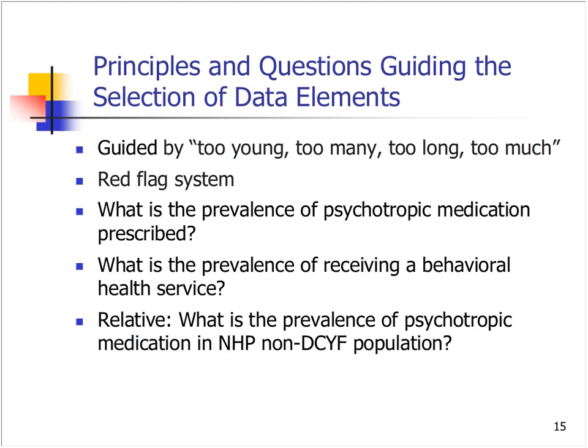So looking deeper into some of the principles and questions guiding the selection of data elements, again, we were influenced by the too young, too many, too long, and too much that would support our red flag system. But we also wanted to ask questions along the lines of what is the prevalence of psychotropic medication prescribed, what is the prevalence of receiving behavioral health service, and then relative, what is the prevalence of psychotropic medication in NHP non-DCYF data. Taking those last three bullets and looking at them a little bit further will be over the next few slides. Next slide, please.